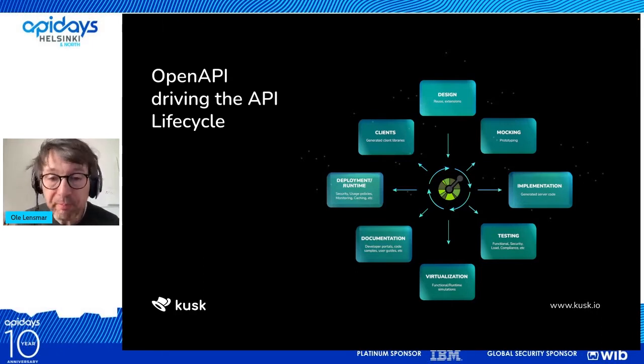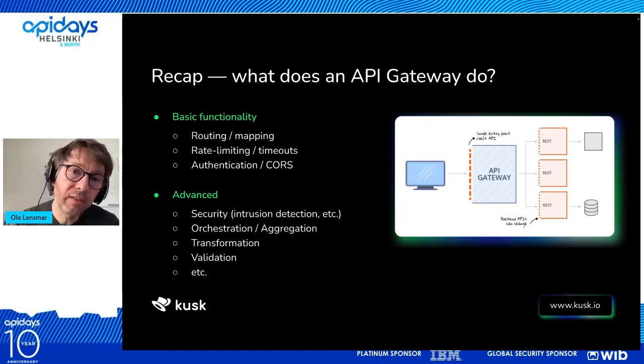On the other hand, if you're publishing your APIs, obviously you're going to need some kind of API gateway that makes your API available to your end users. Just as a recap, the gateway is basically what makes your API available in the sense that it provides routing and mapping capabilities. It can provide some quality of service functionality around rate limiting and timeouts, authentication, CORS. And then if you go into more advanced features around orchestration and aggregation and transformation, there's a lot of things gateways can do if you look at the different tools out there.